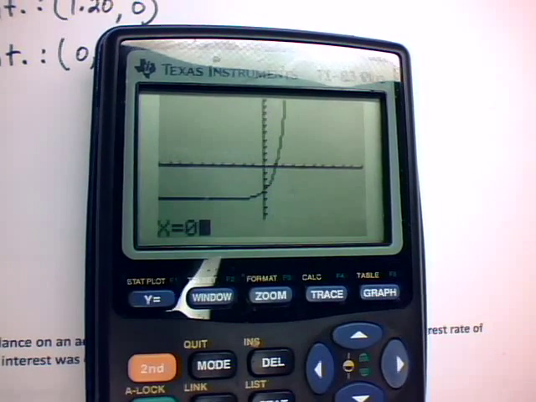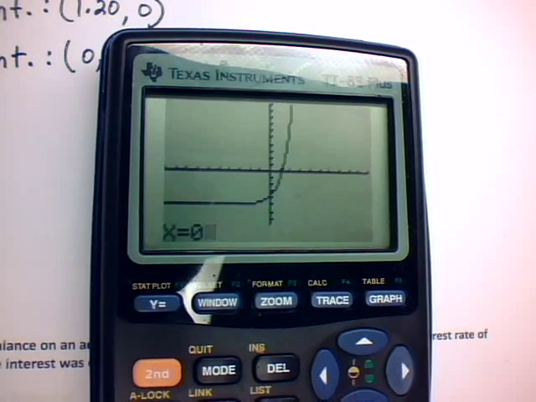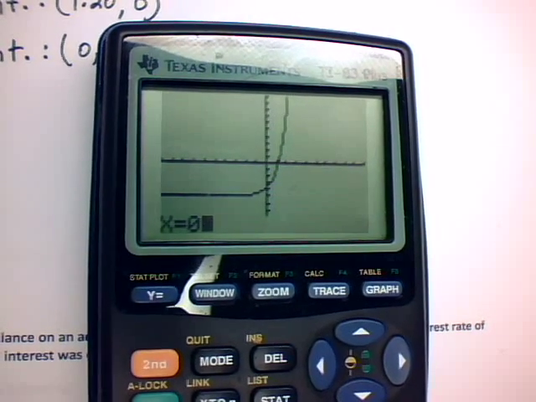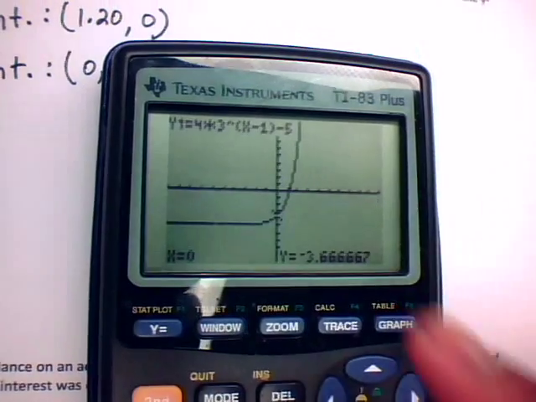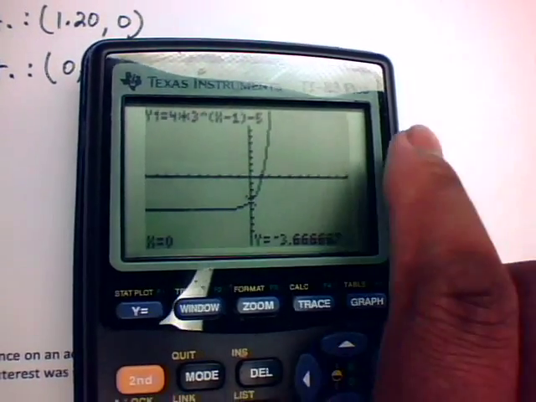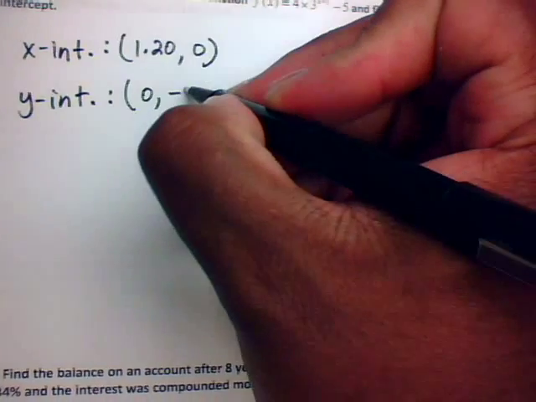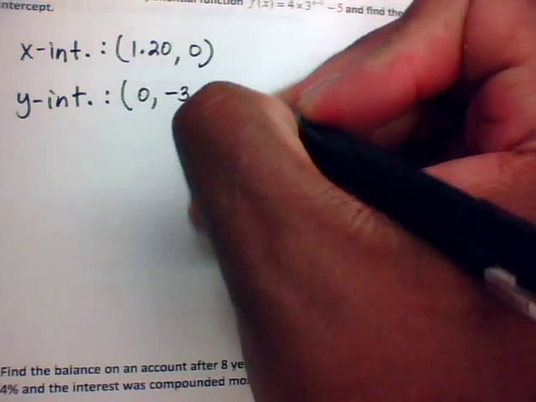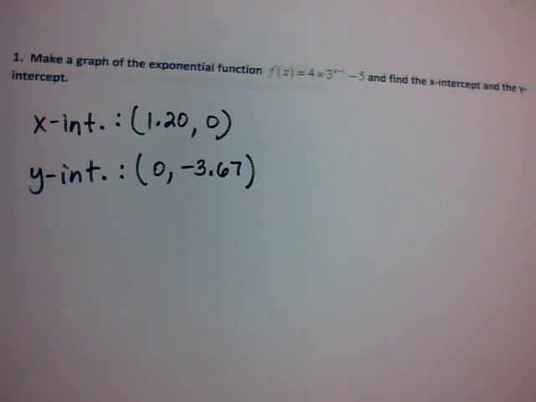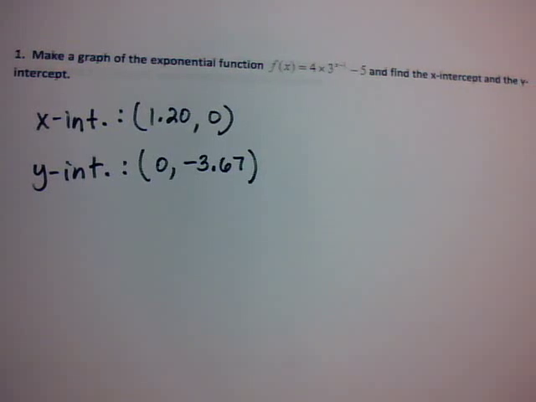Okay? Because the y-intercept is going to be 0 and some number as an ordered pair. So x will be equal to 0, so you enter the 0 and then press enter, and you'll get the y value of negative 3.67, rounded to 2 decimal places. So here our y-intercept will be 0 and negative 3.67. Okay, so that's how we find the x-intercept and the y-intercept of that particular graph.